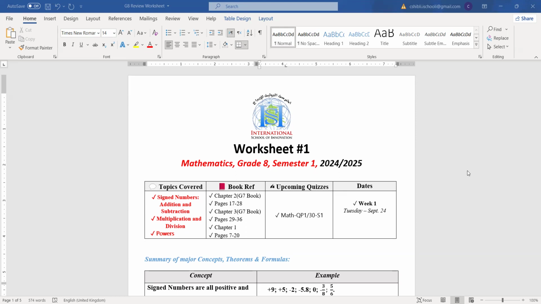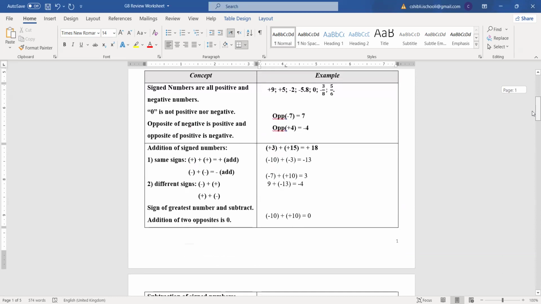We are starting a new year, and in September, in mathematics, we will be revising 3 important lessons we learned together in grade 7. In grade 7, we talked about signed numbers, addition and subtraction, also signed numbers, multiplication and division. The last lesson is powers. In these lessons together, we learned important concepts or rules. So now we are revising these concepts.